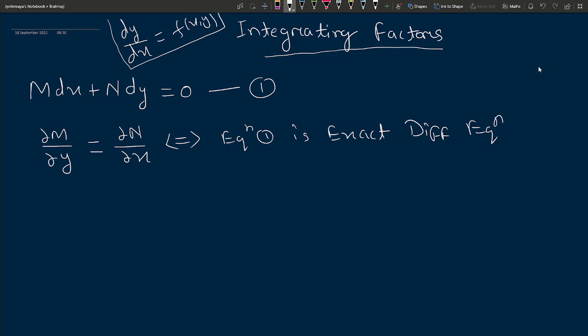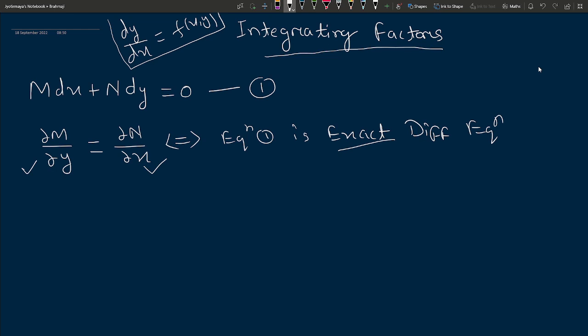Okay, and in this differential equation, this is the typical form, M dx plus N dy equal to 0. Now if this is an exact differential equation, then it is very simple to solve this. Now how to know that this differential equation 1 is exact? First you will find del M by del y, then you find del N by del x, and then verify that these two are equal. If these two are equal, then this differential equation 1 is an exact differential equation.